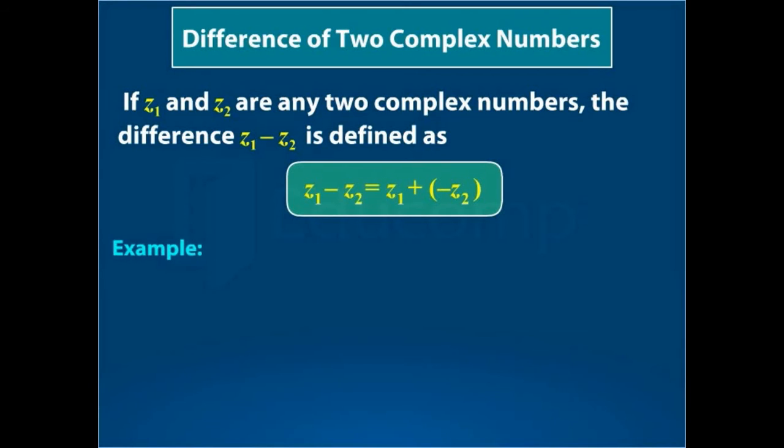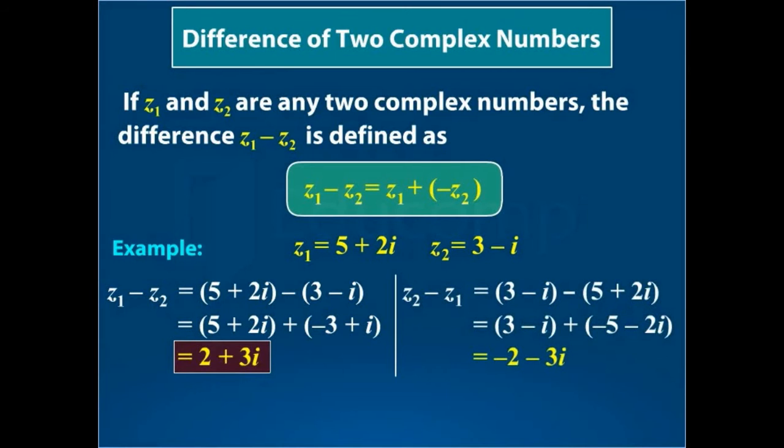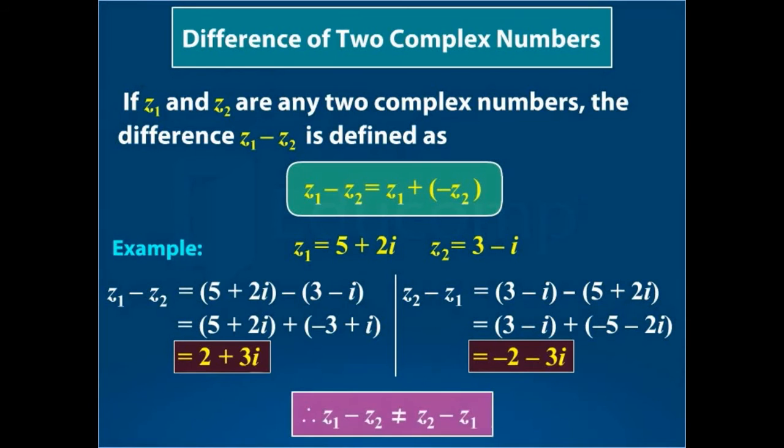For example, if z1 is equal to 5 plus 2i and z2 is equal to 3 minus i, then z1 minus z2 is equal to 5 plus 2i minus 3 minus i, which is equal to 2 plus 3i, and z2 minus z1 is equal to 3 minus i minus 5 plus 2i, which is equal to minus 2 minus 3i. Therefore, z1 minus z2 is not equal to z2 minus z1.